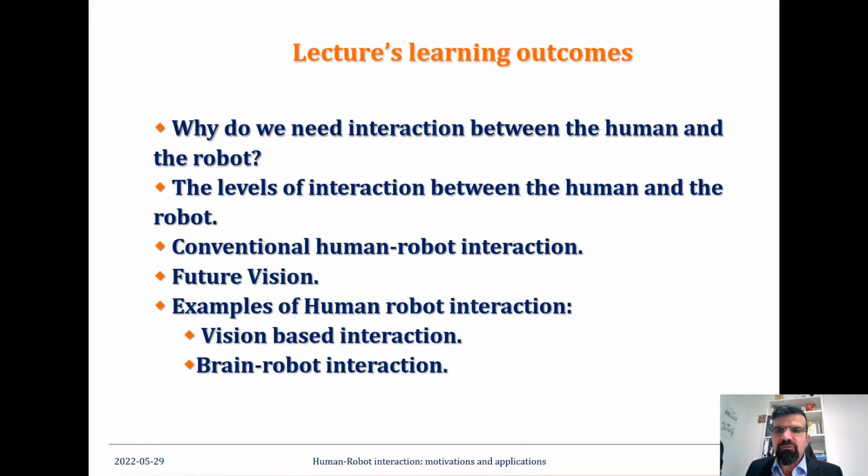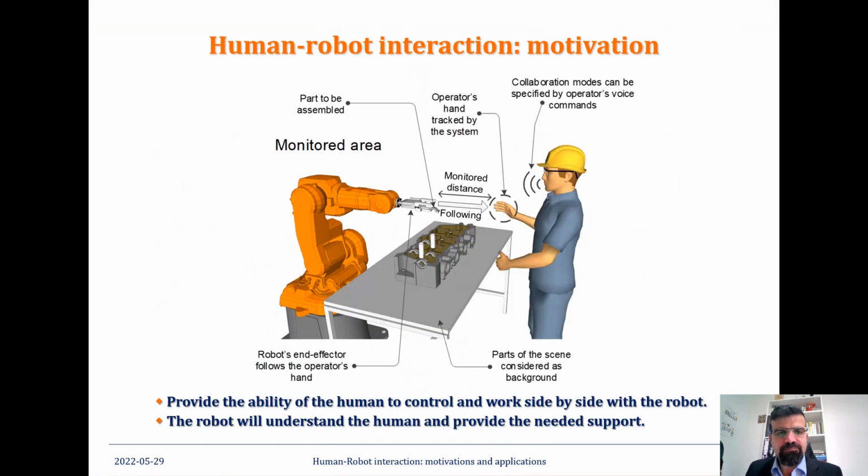The lecture learning outcomes will be having the answer for why do we need interaction between the human and the robot. We will also take a look at the levels of interaction between the human and the robot. Then we will see a conventional human-robot interaction setup. And then after that, we will take a look at future vision for the human-robot interaction. And we'll finalize with the example of human-robot interaction setups.